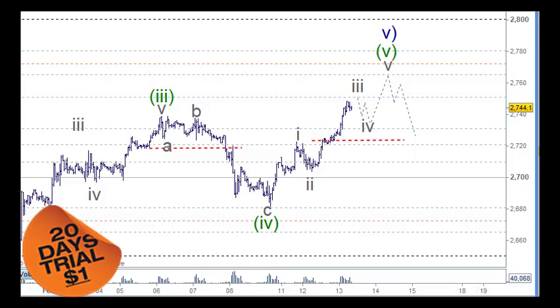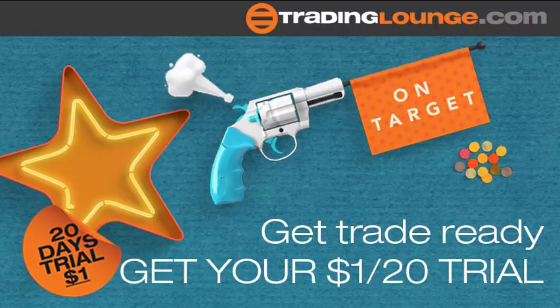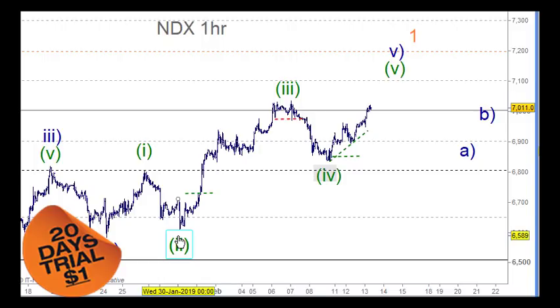The Nasdaq is the same as well. So I had wave 4 over here, and the next logical thing is to put it here. In this case, here's 1 and 2 here, and 3 here, and 4 here, and looking for a little high to come in here at 7,100.